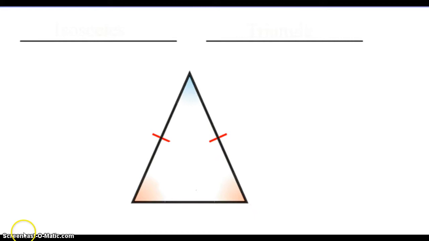So we have another short video, and this video is on isosceles triangles. You should already know what an isosceles triangle is. An isosceles triangle is a triangle that has at least two sides congruent. And what we need to be able to do with the isosceles triangle is label it correctly.